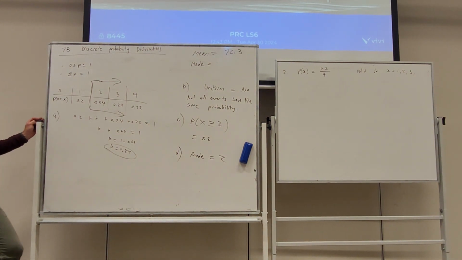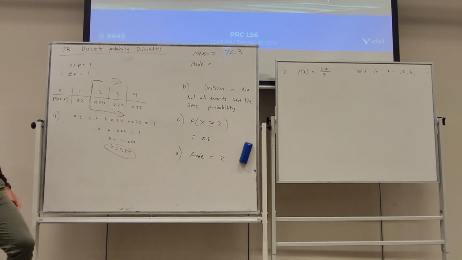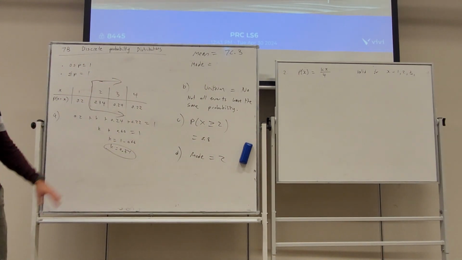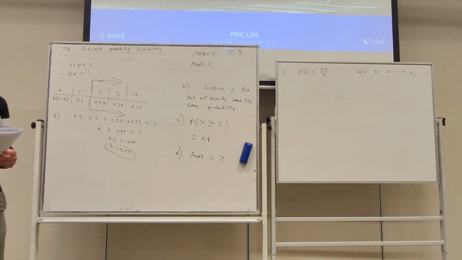So mean we'll do later. Mode: the event with the highest probability. You can have multiple modes, right? Multiple modes occur when there are two or more events that have the same probability, that's also the highest. It's just whichever event corresponds with the highest probability.